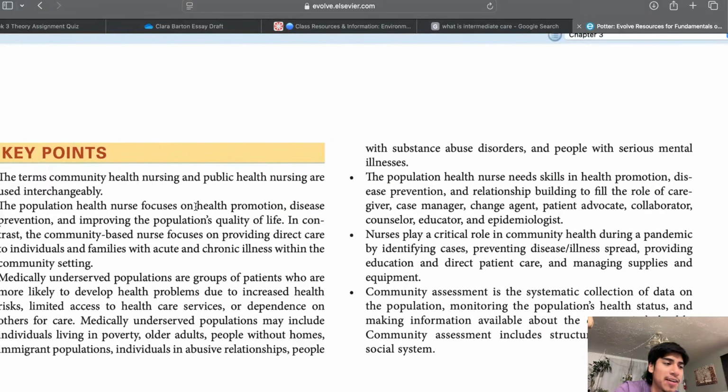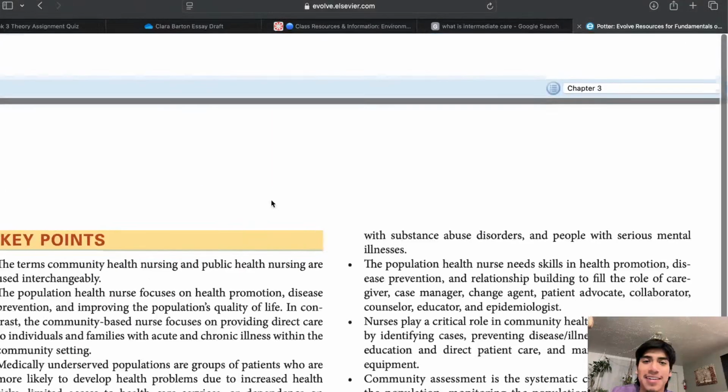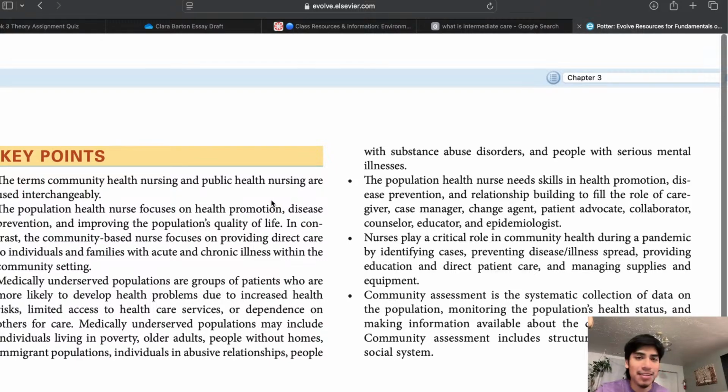I'll do it this way so you guys can see my cursor. I think that'll make it a lot easier for you guys to follow along with what I'm reading. I realized that was kind of a mistake. So let's go to chapter 3.